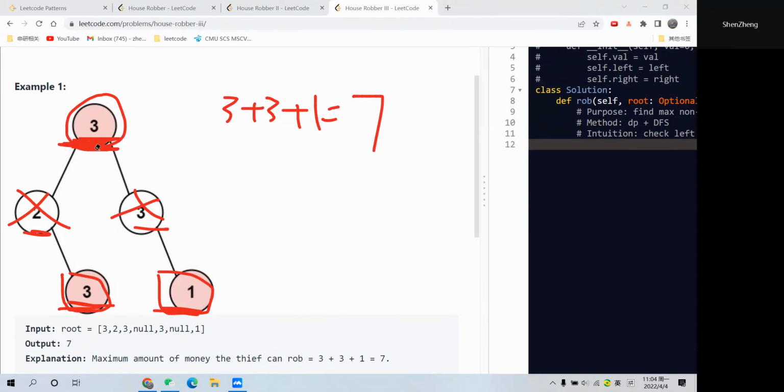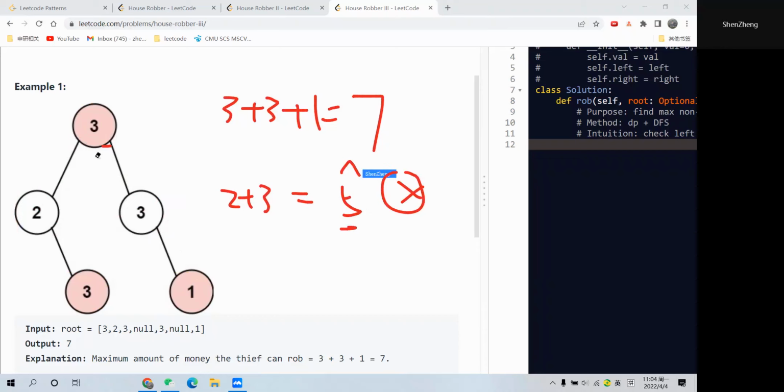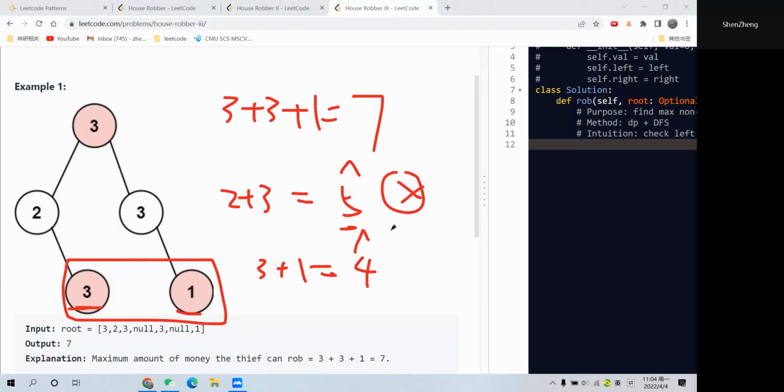And what if we choose not to rob the root house? Then what will happen? We want to rob either the second level or the third level, right? So let's see, we rob only the second level. Then with 2 plus 3, we get 5, right? And you see this 5 is smaller than 7, so this is not a good idea. And finally, we can choose not to rob the child house and only rob the children's children, right? So this 3 and this 1, which will give us 4. This is even smaller than this 5, right? So this is not the optimal solution either.